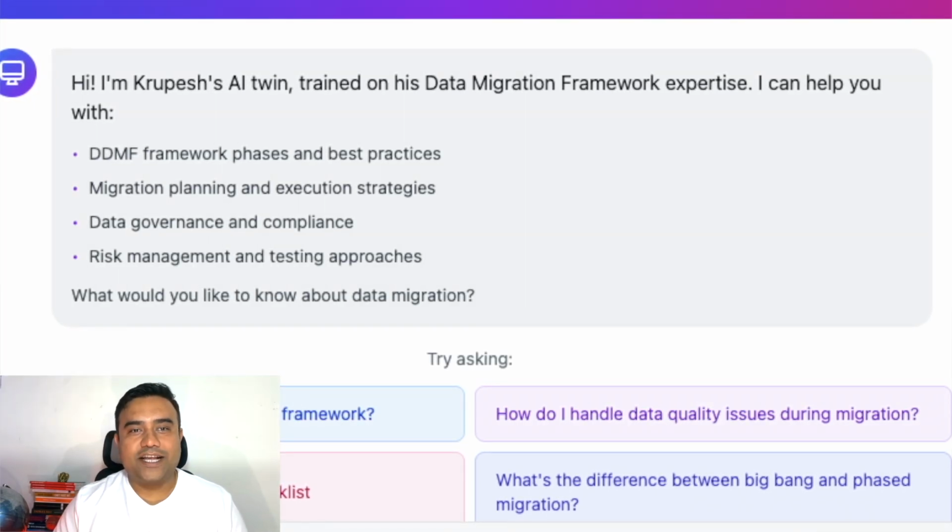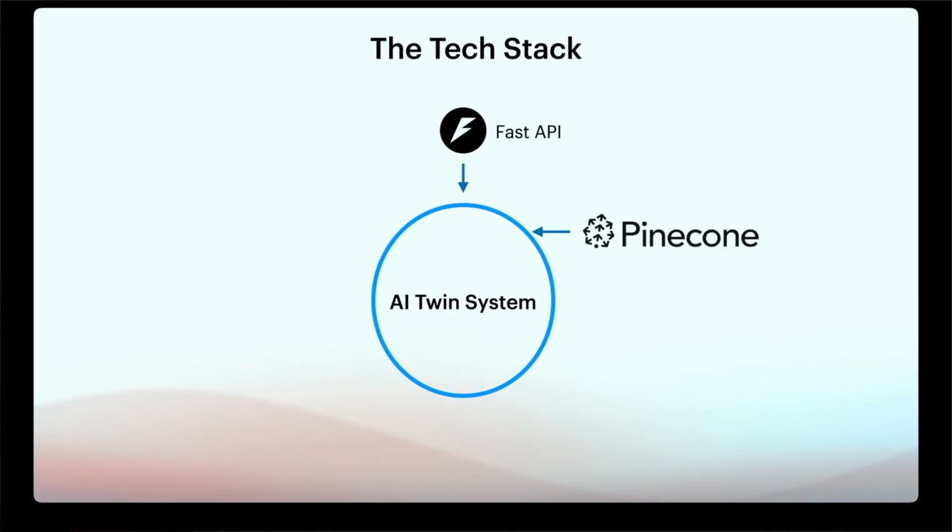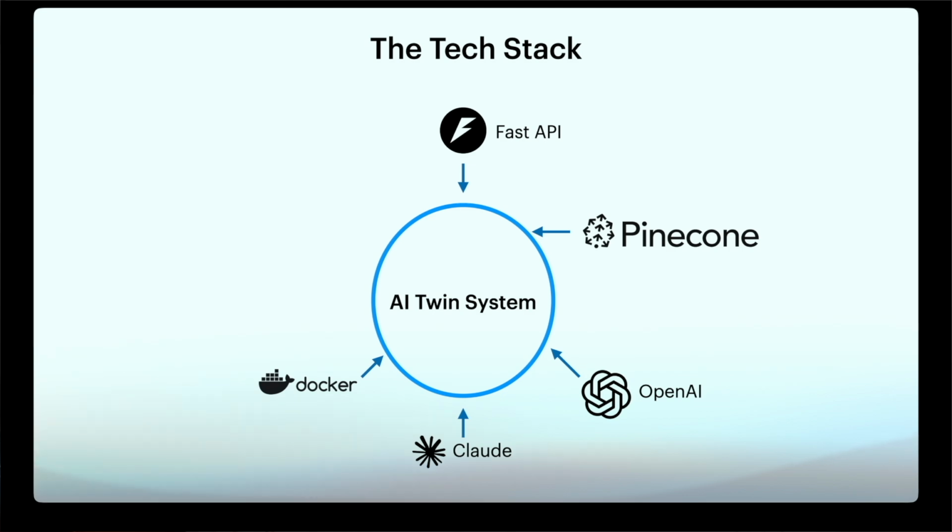Now let's look at the tech stack. FastAPI for backend microservice, Pinecone for vector storage, OpenAI for embeddings, Claude for responses, Docker for deployment, DigitalOcean for hosting. All running on $7 a month infrastructure.